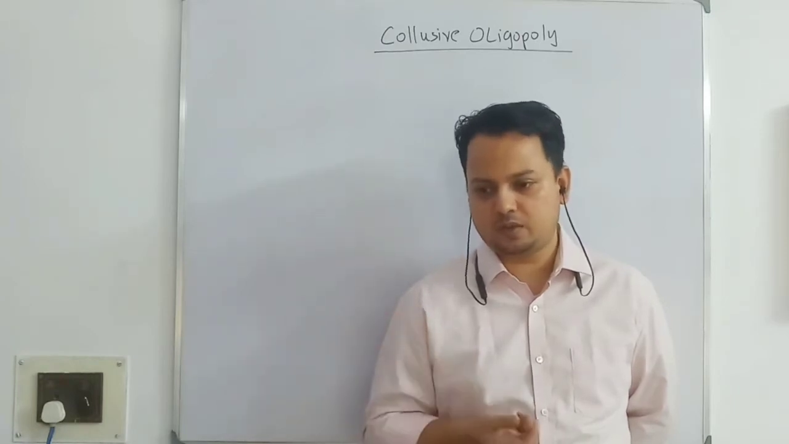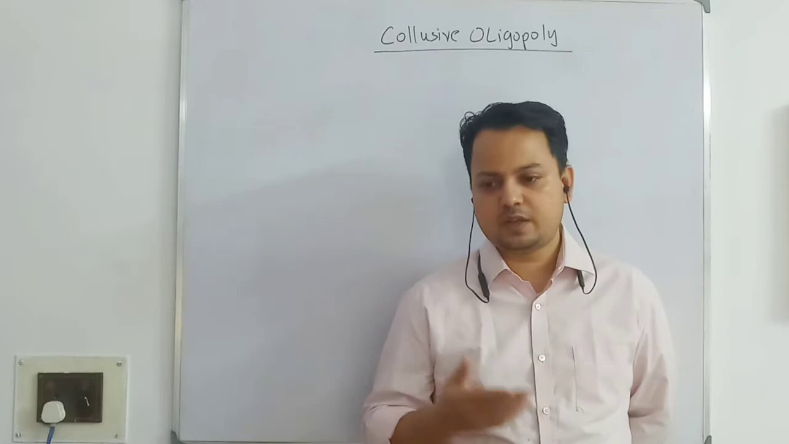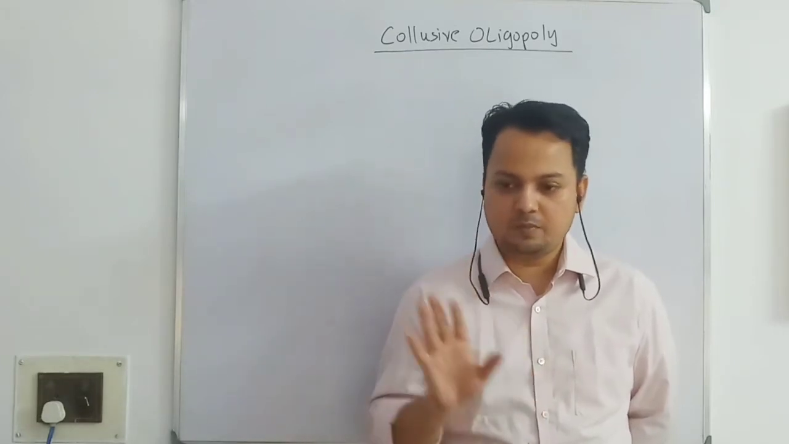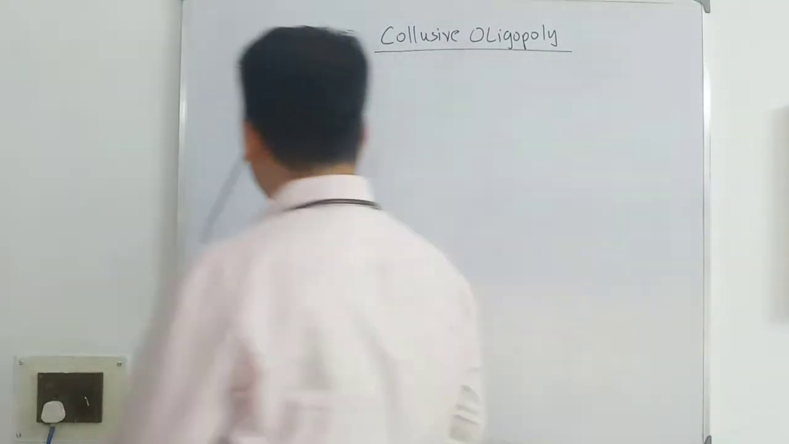Collusion basically means agreement. It can be either in the form of a written agreement or an unwritten agreement. It can be explicit or implicit, open or secret, or it can be legal or illegal. So this kind of agreement can exist. What is the reason for collusion?